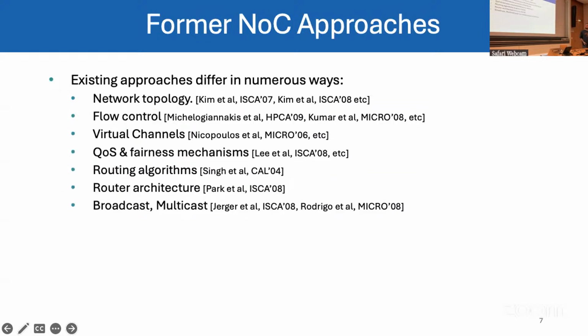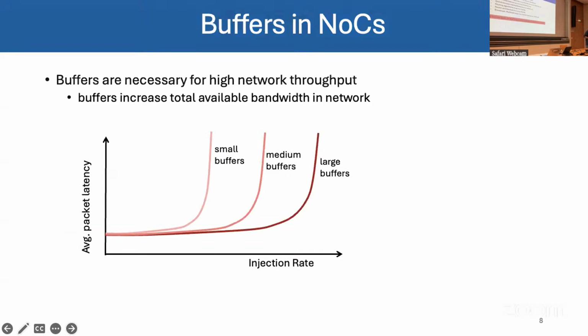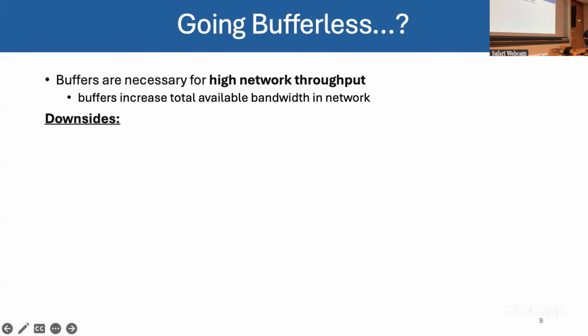So before the paper, there were already lots of approaches on NoCs, but all of them assume the existence of buffers in routers. And that's the case because buffers are necessary for high network throughput. If we decrease the size of buffers in existing solutions, then basically the total available bandwidth in the network also decreases. But on the other hand, there are also huge downsides with buffers in routers.